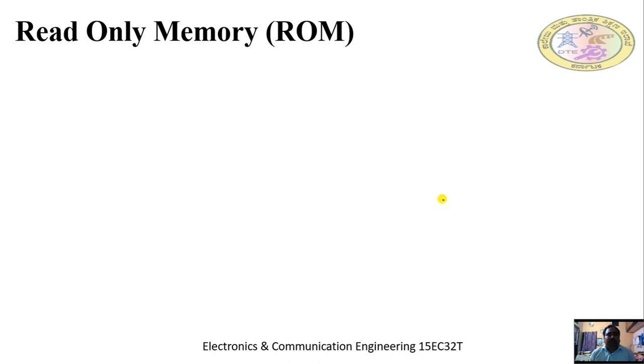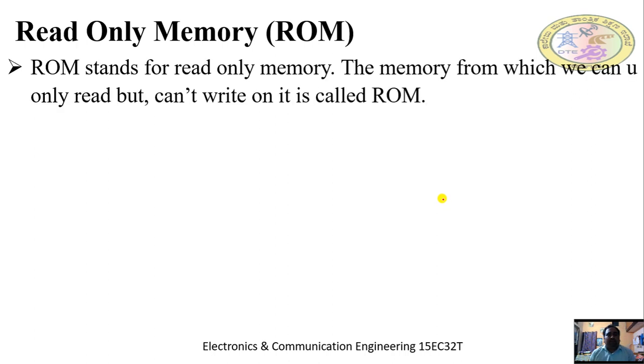Read only memory. ROM stands for read only memory. The memory from which we can only read but cannot write is called ROM. Here the manufacturer or the user can write into the memory only once. Once written, it is not editable, but it can be read as many times as the user wishes. These are the old versions of ROMs where writing was possible only once, but the user was allowed to read many times.